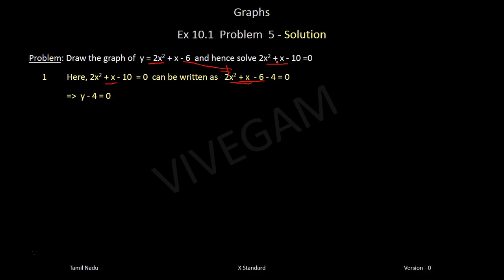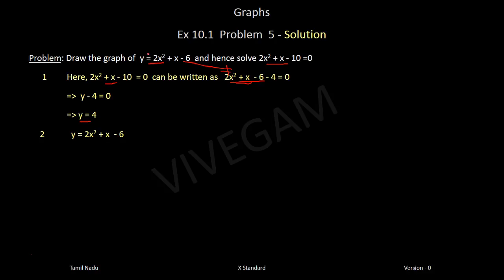So basically what are we trying to do? We are trying to write this equation in terms of this equation. Okay, that is what we are trying to do here. But a much simpler method is there. Y minus 4 equal to 0, or y equal to 4, that's the equation of the straight line.